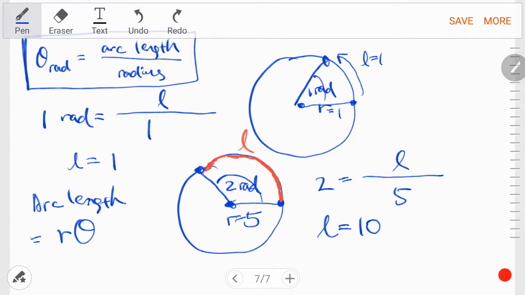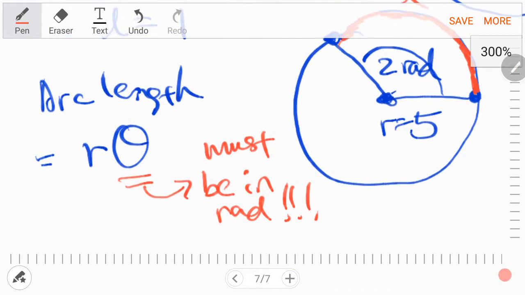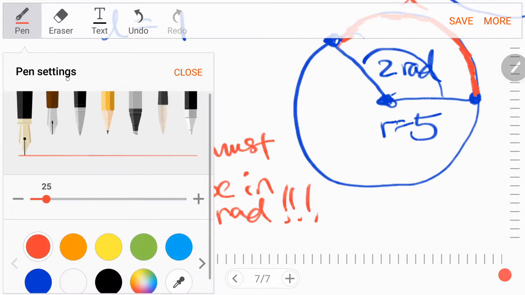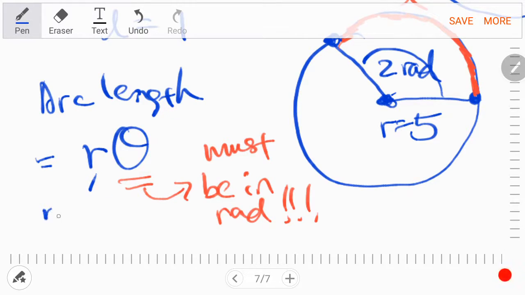However, I'm going to write in red: the angle here must be in radians. I'm going to zoom in there because that's how important it is. If you apply this formula, the arc length is equal to r, which is the radius, times theta, but the theta that you are going to multiply the radius with, that angle, has to be in radians. If the angle is in degrees, it is not going to work. Just keep that in mind.